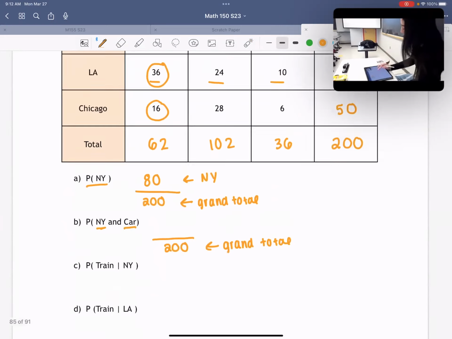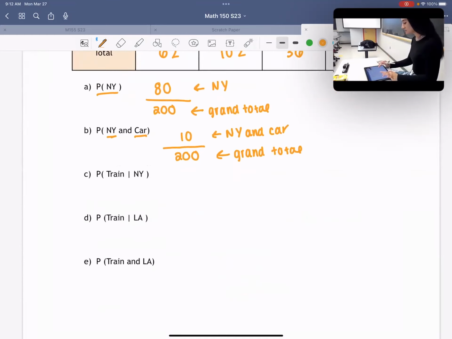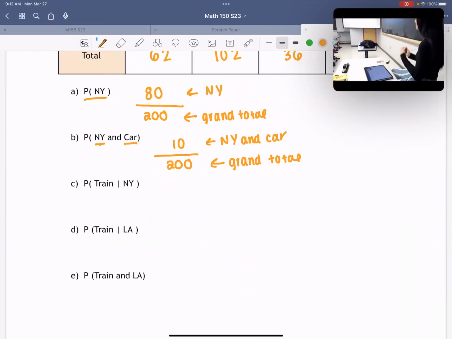Finally, if I want to find the probability of New York and car, I need to figure out how many people drive a car and are from New York. It looks like that's the number 10. So 10 is going to go on top. New York and car. Perfect. All right, going on to part C, this one is looking a little bit more conditional, right?